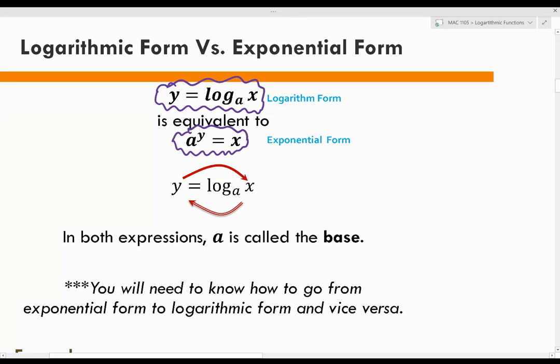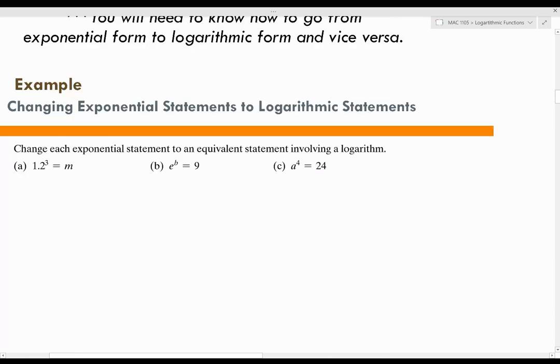Now, regardless of what form you're in, a is always called the base. So you don't have to learn new terminology for what a is. In both log form and exponential form, a is always the base. We're going to practice converting from one form to another. Remember, if you're asked to put your problem in log form, it needs to look like this first one, and if you're asked to put it in exponential form, it needs to look like the second one. So let's practice.